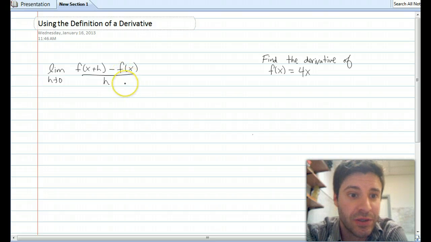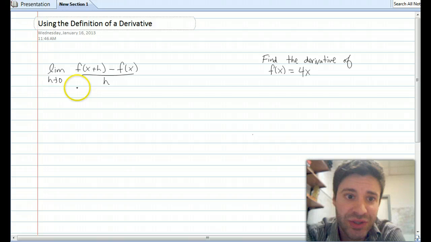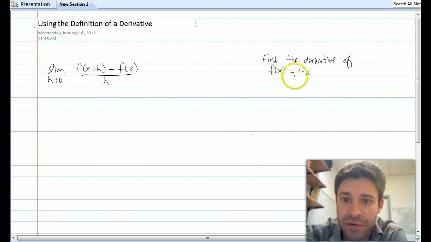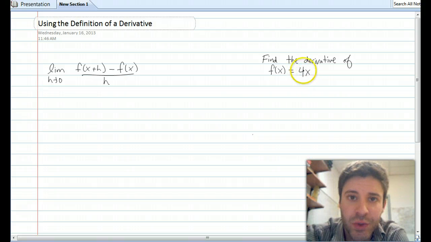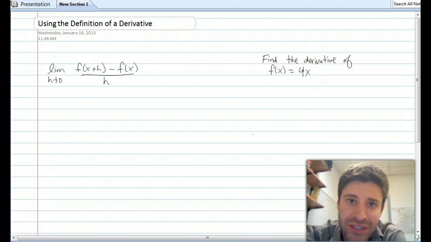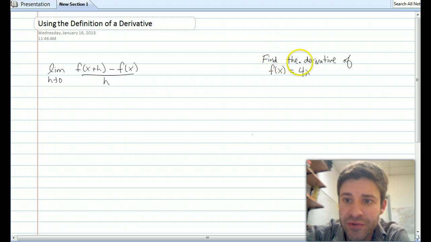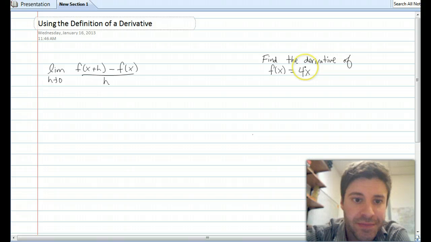What we didn't do in class, though, is talk about how you would actually use this definition of a derivative to find the derivative of a function. So that's what we want to do in this video. We want to start with a really simple example. Find the derivative of f of x equals 4x.